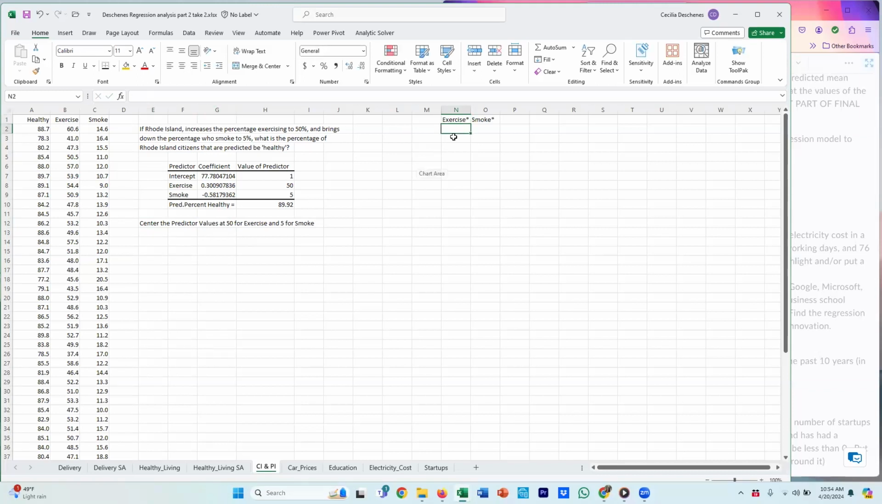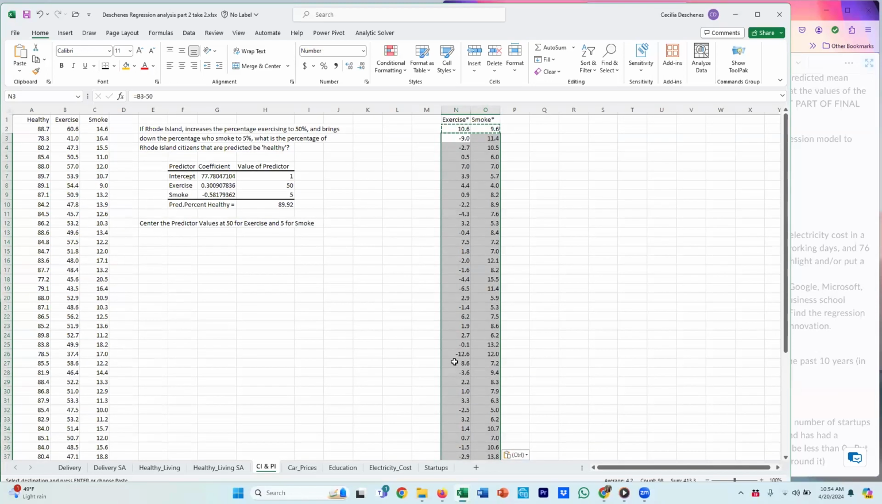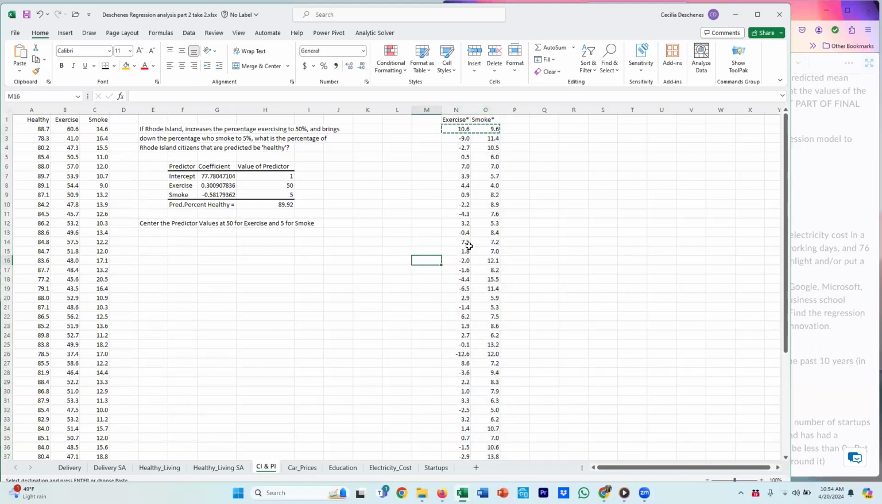All right, so those values are going to be the old data minus the centered value, so minus the 50. I'm using this value right here. And for smoke, it's going to be the observed data minus the 5, which is the predicted value that I care about. Okay, now that I have that, I'm going to copy that down. Now I've got my data all centered at my new location.